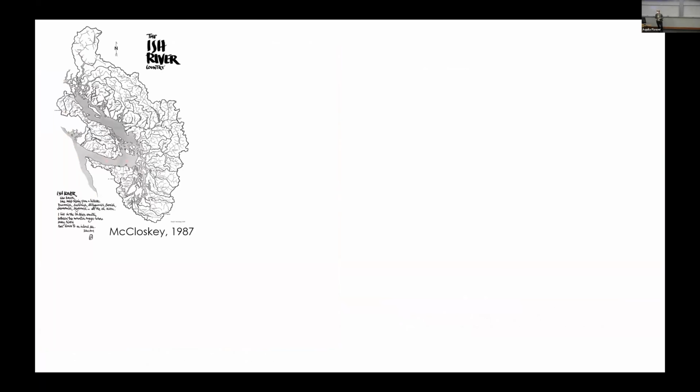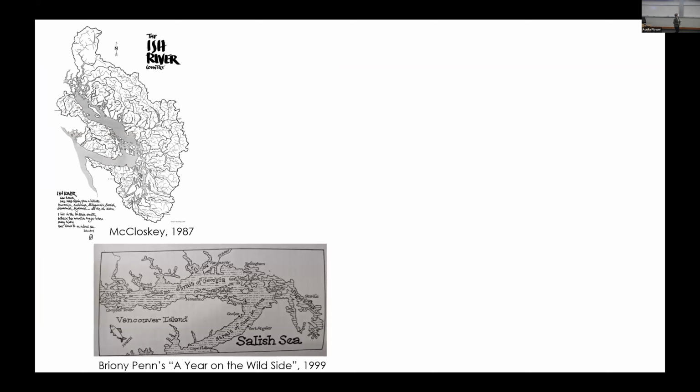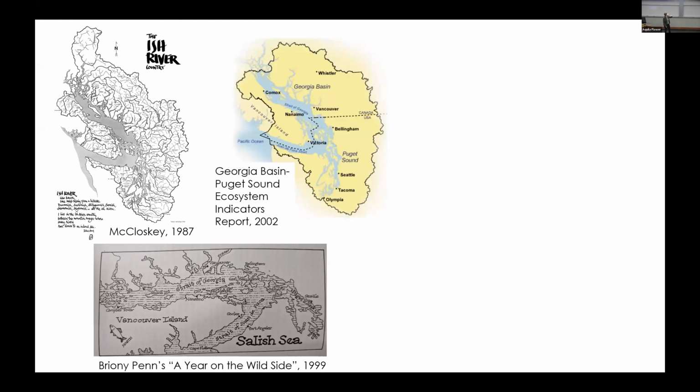So it's not until the late 20th century that we start seeing maps of this region with a name. Here's Mikulski's 1987-ish river map. Brian E. Penn's wonderful A Year on the Wild Side book, which I really recommend, is very fun to read, from 1999 says Salish Sea. There it is, the phrase.